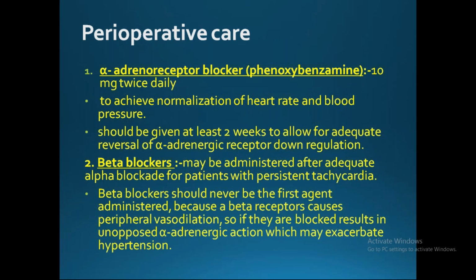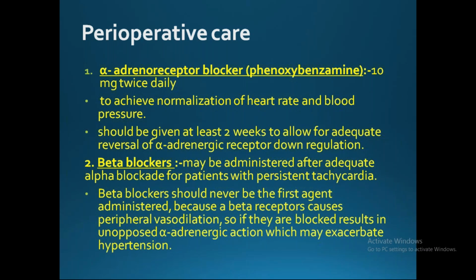So how do you do it? In our body, blood pressure is maintained by adrenergic receptors. We know there are two types: alpha and beta receptors. If you use beta blockers first, there will be unopposed alpha action, which is very dangerous. So what you have to do is initially block the alpha receptors, then you go for the beta blockers. Remember this: first you use alpha blockers, then you use beta blockers.